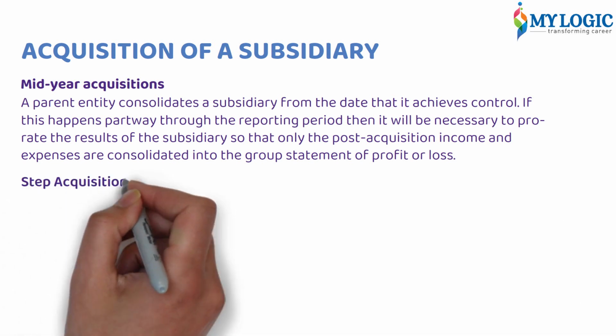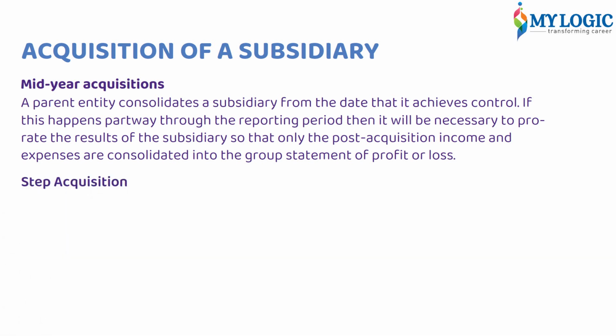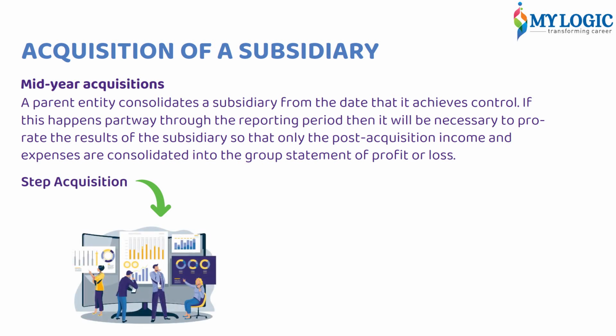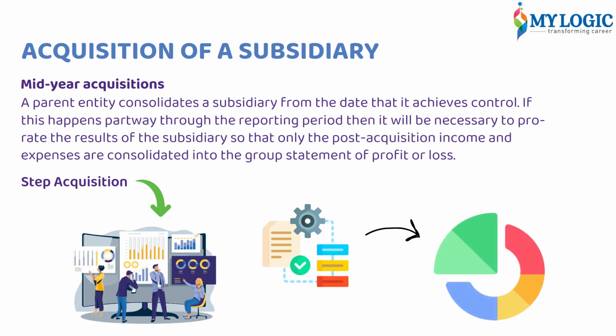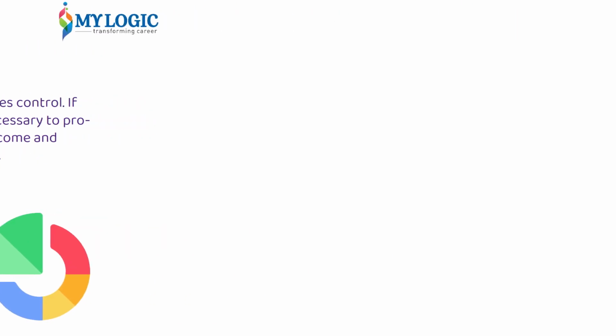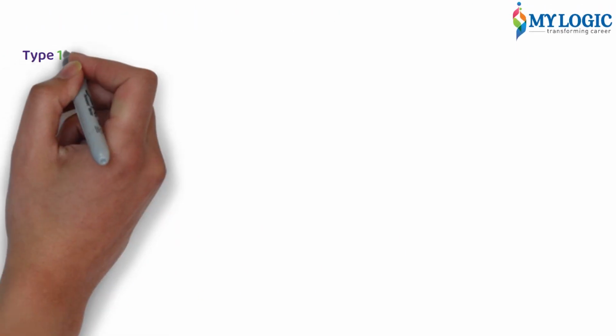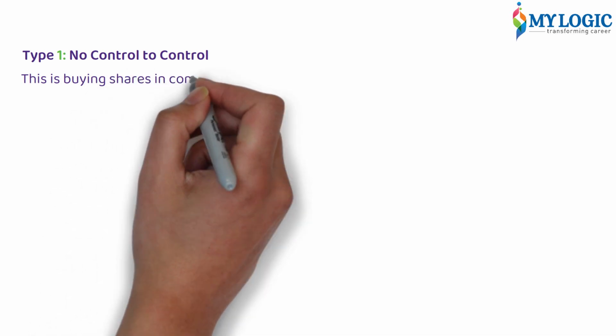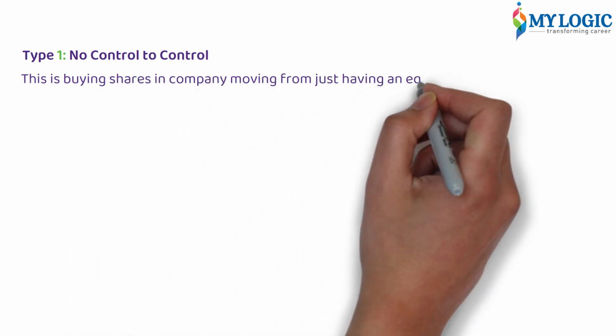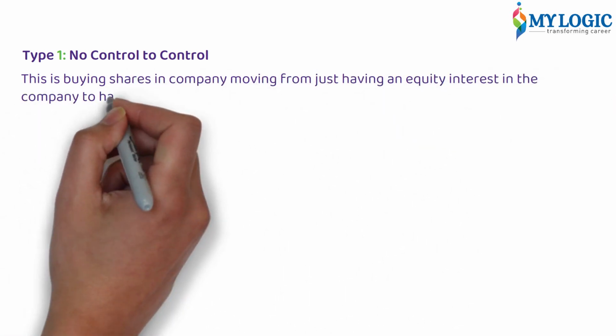Step acquisition. A step acquisition occurs when the parent company acquires control over the subsidiary in stages by acquiring more shares in the company at different times. Type 1. No control to control. This is buying shares in a company, moving from just having an equity interest in the company to having control over the company.